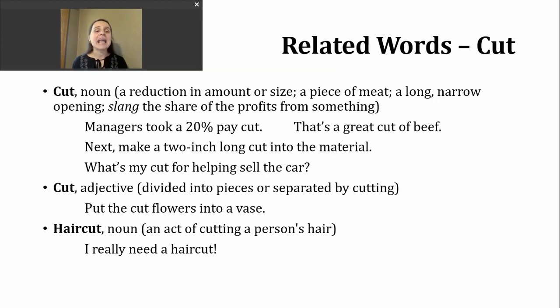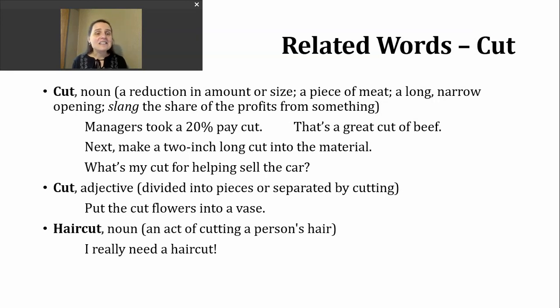Next, make a 2-inch long cut into the material. So this sentence sounds like directions or instructions for some kind of project, right? One reason we can tell that this is being used as a noun, we've got that description coming right before it. A 2-inch long cut helps us know that it's being used as a noun.